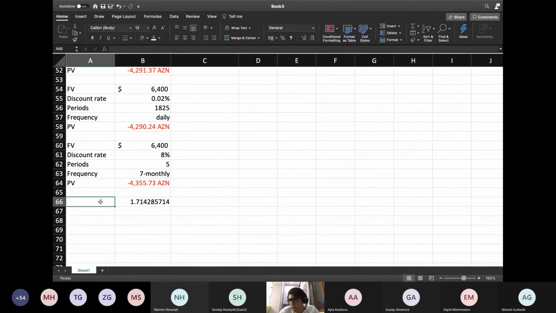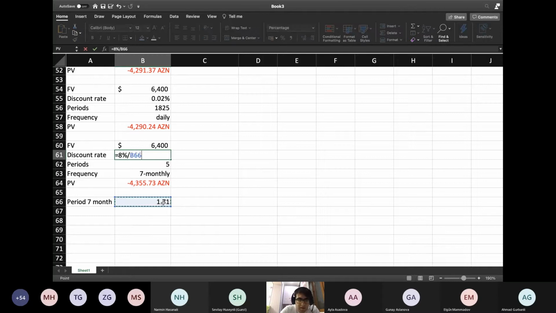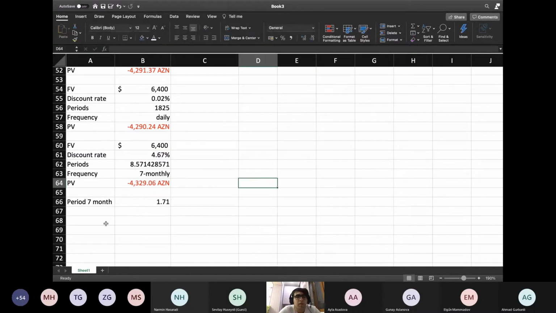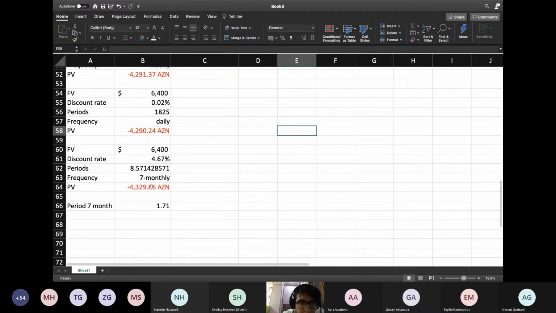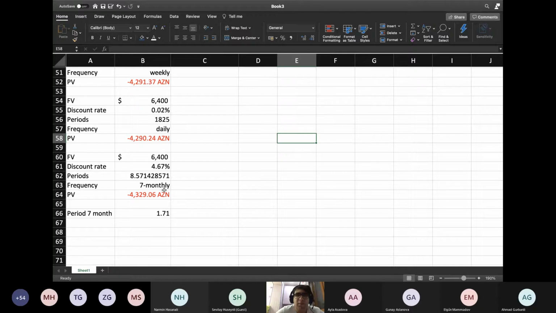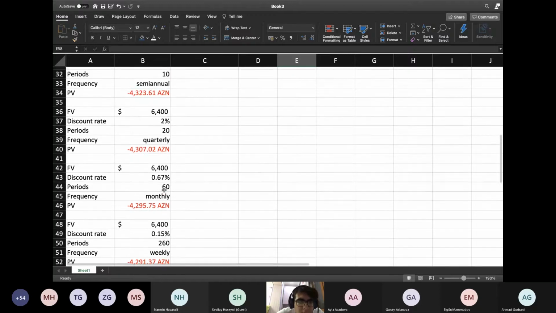Let me write it. Period 7 months. Okay. We have this amount of periods. So we are discounting 8% by dividing by this period, and increasing our periods by multiplying by this one. Actually, you can see it has increased. It should not be the same as semi-annual, but a very close number.